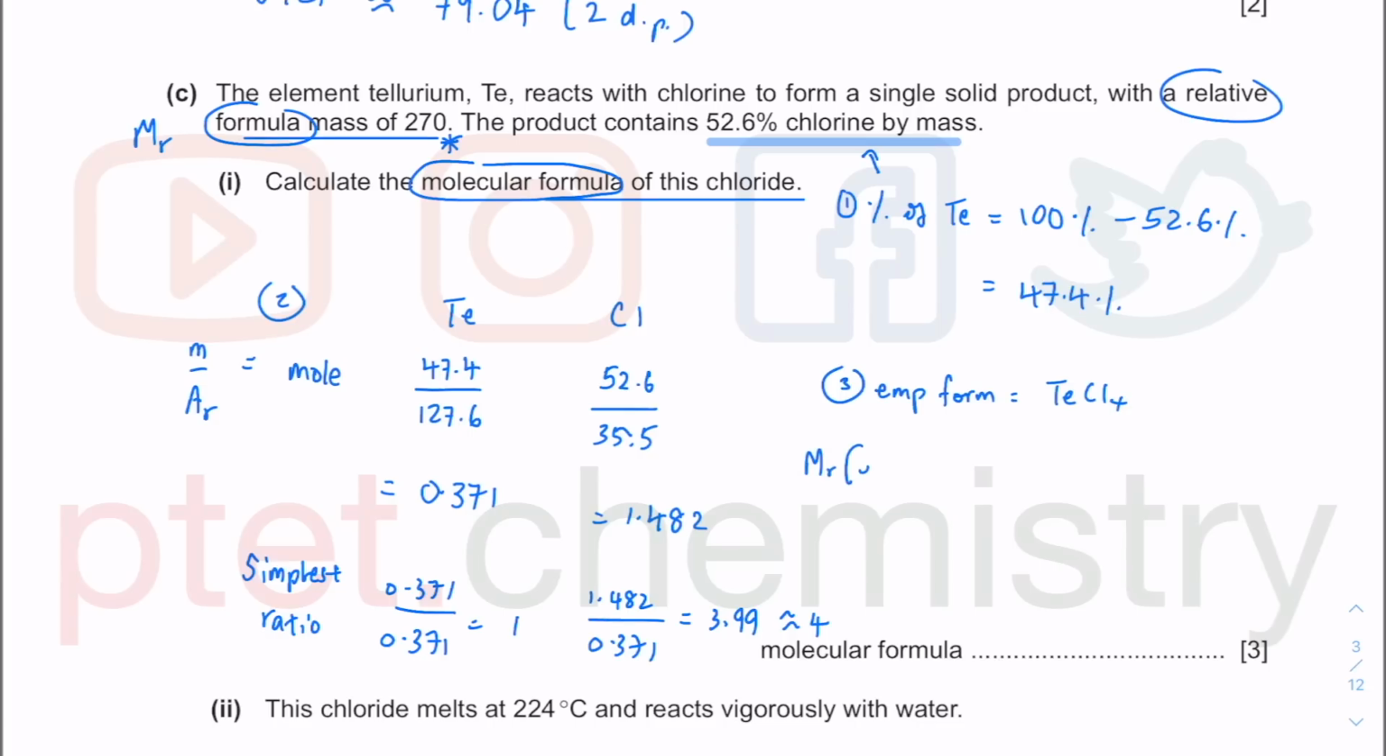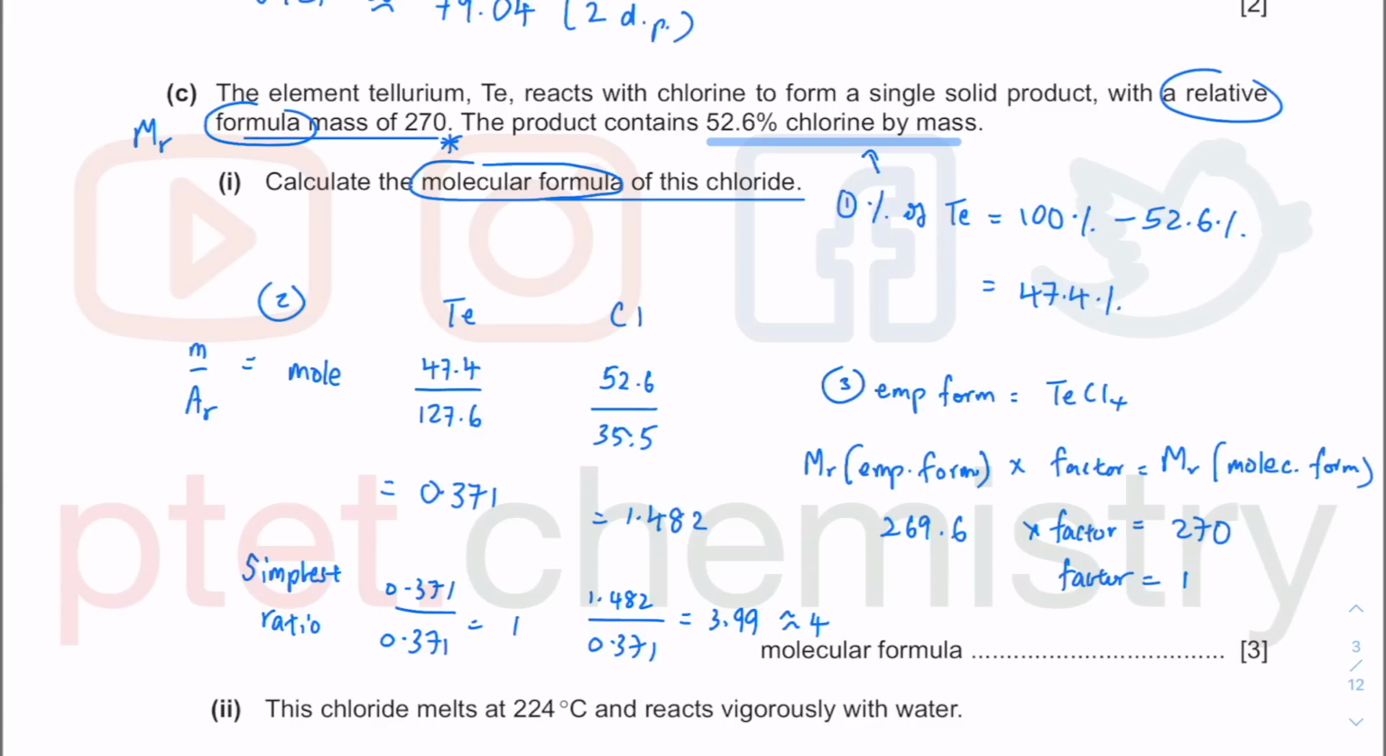So what we know is the Mr of the empirical formula times by a certain factor will give us the Mr of the molecular formula, something you will have done from your O-level as well as IGCSE. So there's 270. I don't know what factor I need to multiply it by. Therefore, I have to find the Mr of the empirical formula first. So tellurium is 127.6 plus 35.5 times by 4. I get 269.6, which is pretty much 270. So you can see that the factor is just 1.